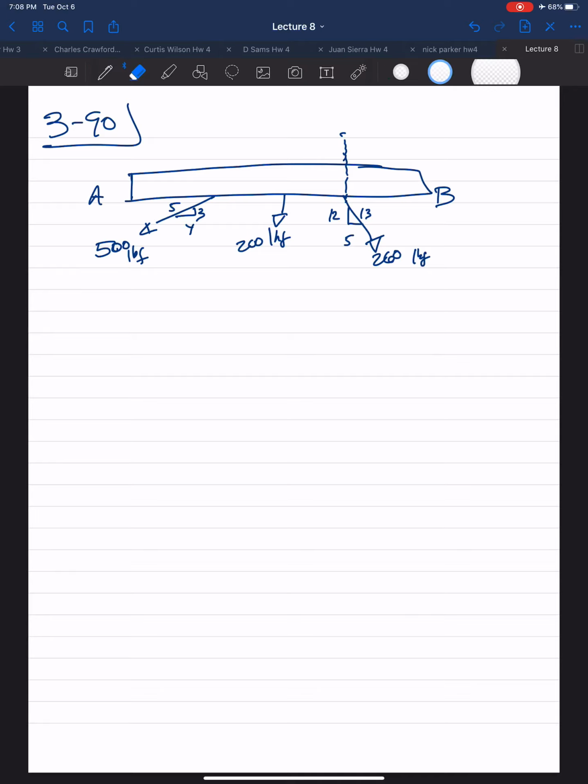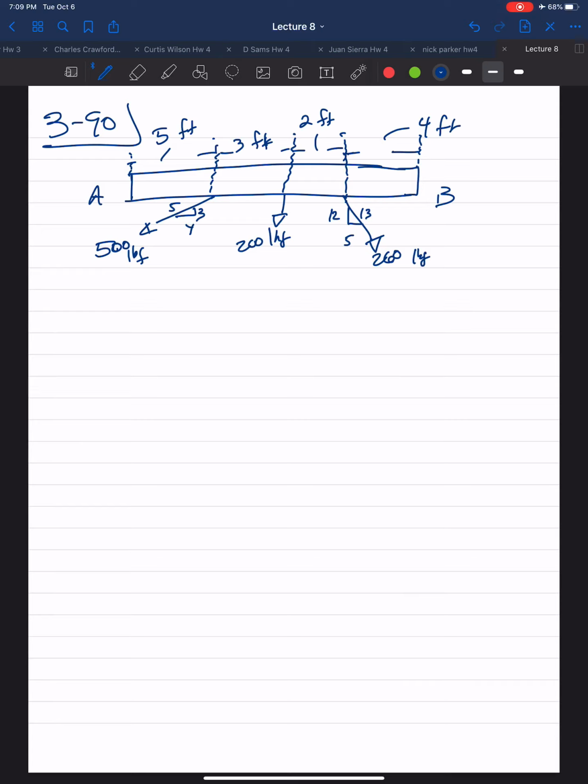So this is here. Make this a little neater. This is 4 feet. Distance here is 2 feet. Distance here is 3 feet. Distance here is 5 feet. And they want to replace this system of forces with a single resultant force.